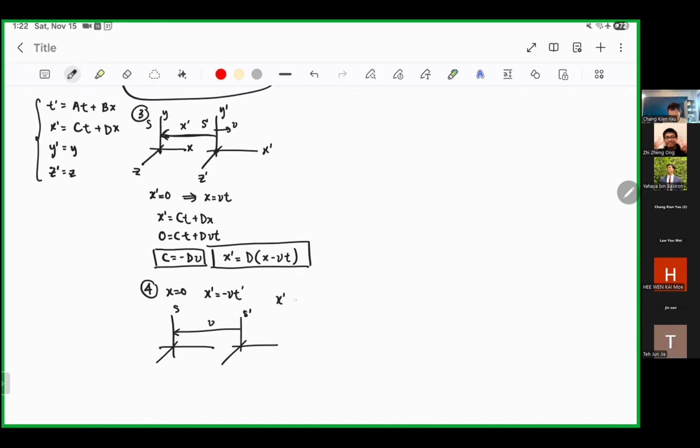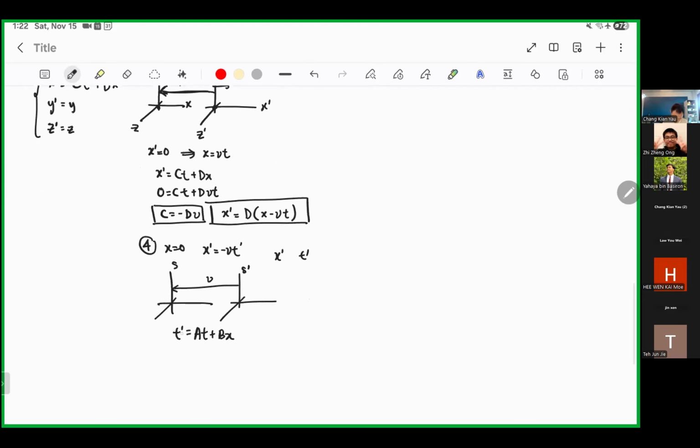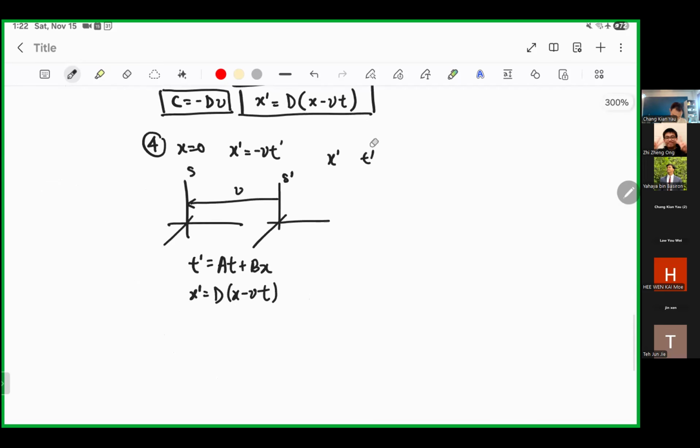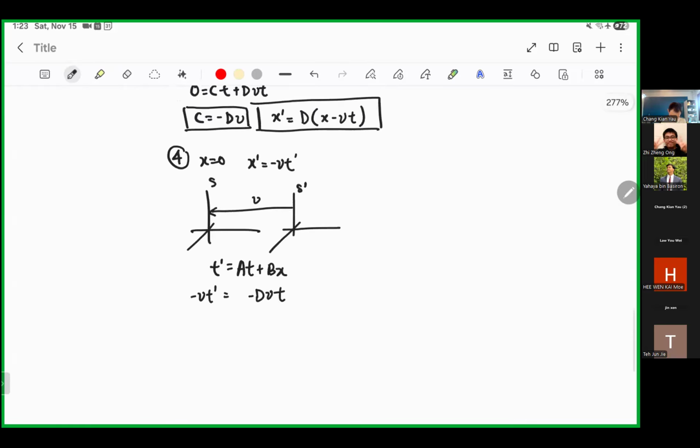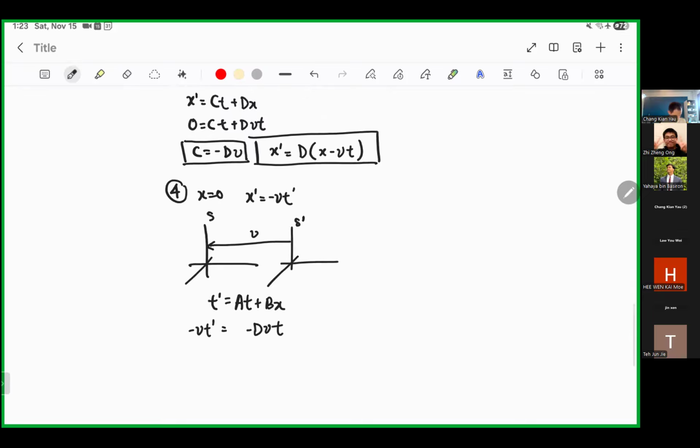So we have to find a relation between x prime and t prime so that we can plug that in. How we do that, I guess, is we're mainly working with these two equations. So I'm just going to copy this now. Plus bx, x prime equals dx minus vt. Okay, x equals 0. And then for this condition, it becomes negative vt prime. And what does this do?